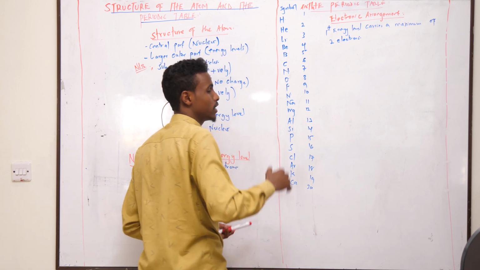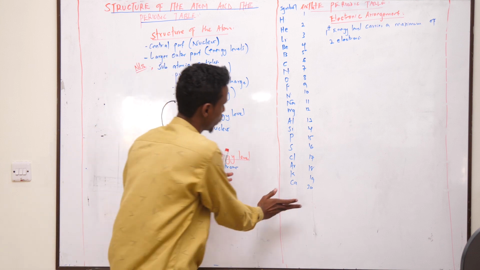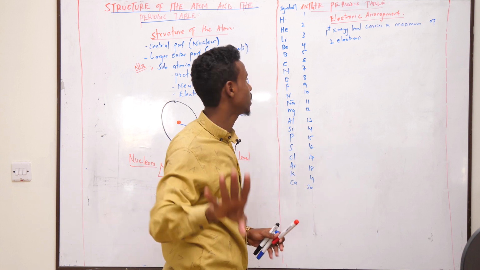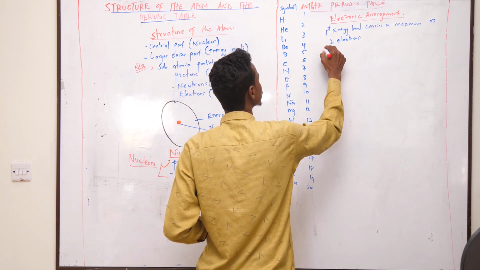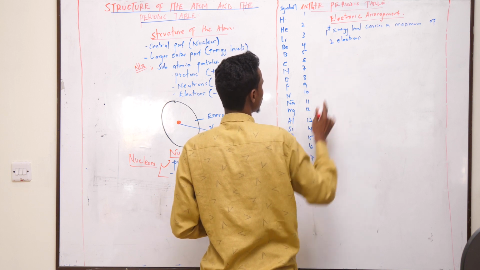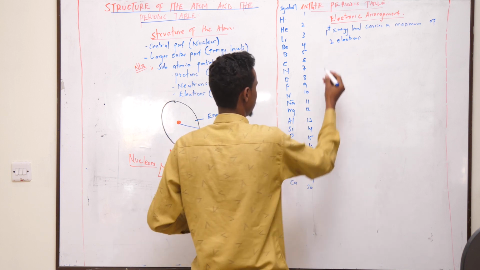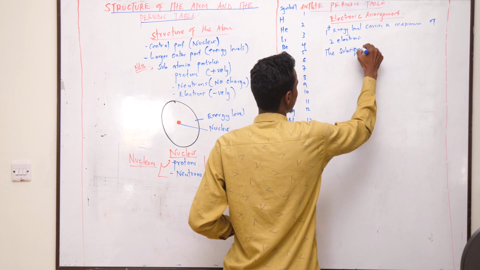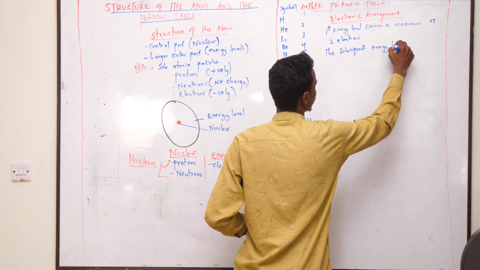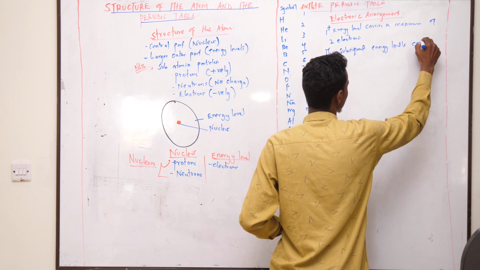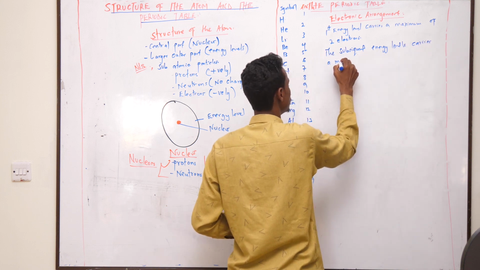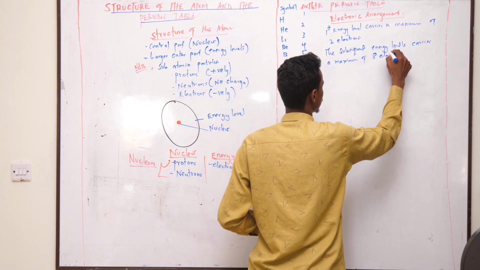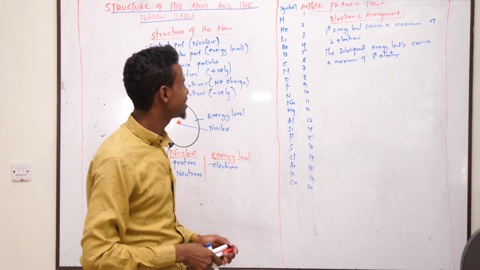Subsequent ones, these ones that you are learning right now, go up to the 4th energy level. And therefore, we say the subsequent energy levels carry a maximum of 8 electrons. Now, it does not mean that is the end.